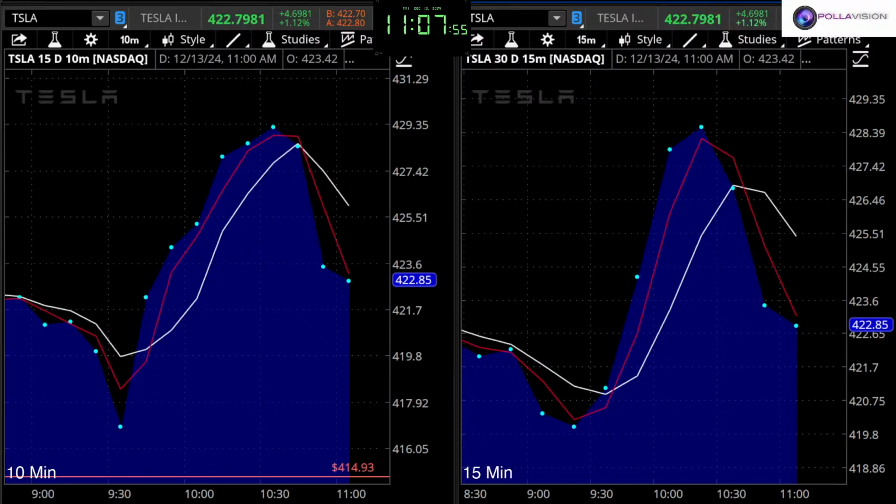You cannot make probability calls when you look at one chart. This is about probability. The more charts that confirm a direction, the higher the probability. The longer the time frame, the less volatility.